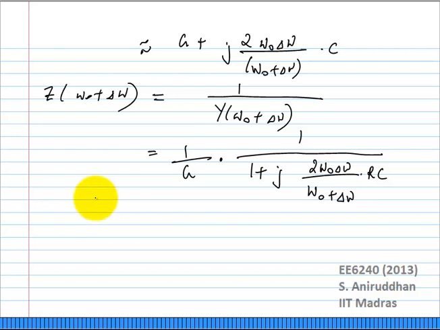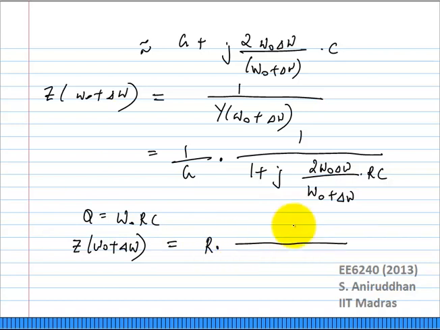So we want to give this representation inside the expression for noise itself. So we know that Q is omega naught RC. Okay, so we can rewrite the impedance as R times, since 1 over G is nothing but R, 1 by 1 plus 2Q j delta omega by omega naught. This is just a simplified representation of what we have so far.